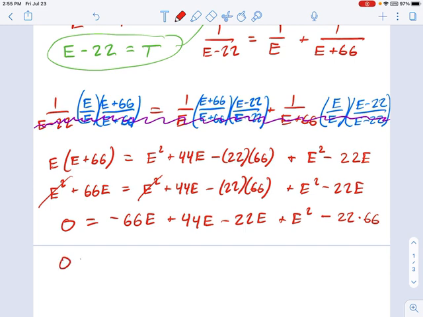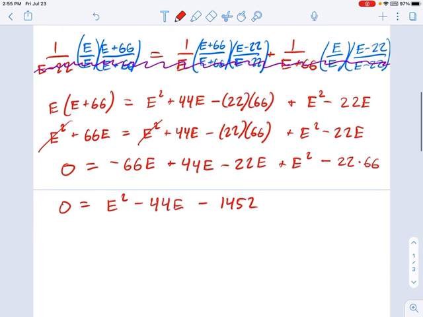Okay, so that means 0 equals, I've got an E squared. Let's put that up front. It's easier for me to factor like that. And then negative 66 minus 22 plus 44, add those all together. We're going to get minus 44E. And then right here, I have this, let's just pull out a calculator. 22 times 66. It's very big. 1452.